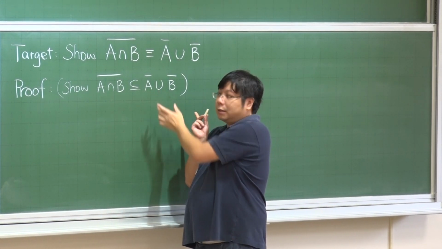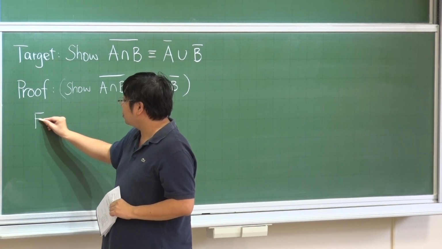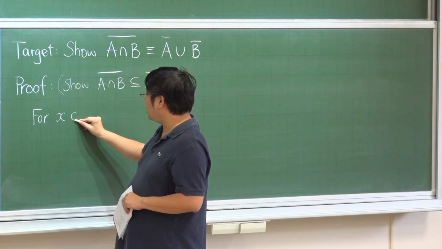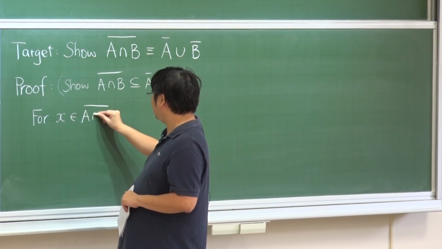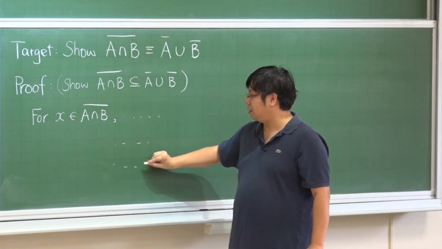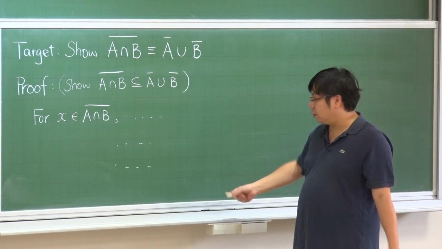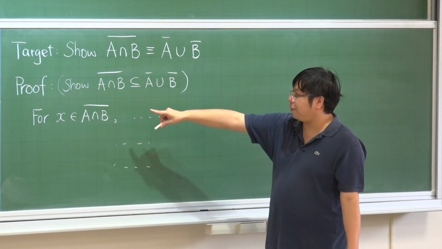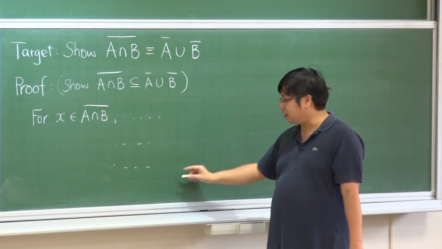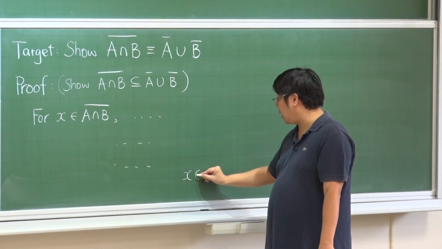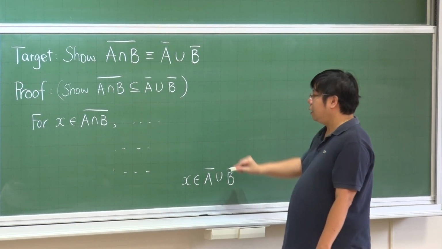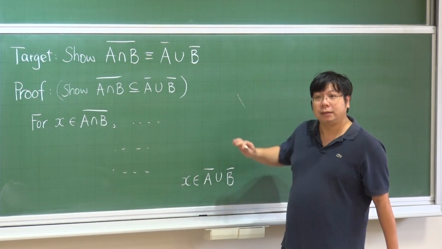Is that okay? So for any element, let's call it X, that is an element of A intersect B, we want to have a logical argument, and then we hope to get, for every X in A and B, after some logical deductions, that X is an element of A union B. If we can do so, then we can show this part. Is that okay?